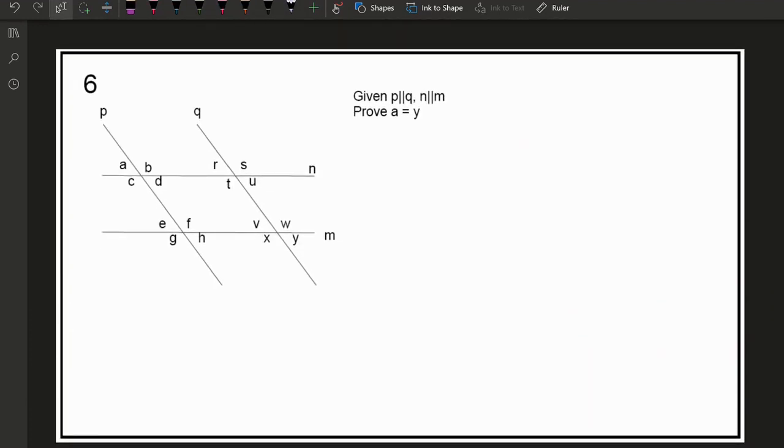Okay, number 6, we're starting to get into larger tic-tac-toe type problems. So step 1, given P is parallel to Q, N is parallel to M, and that is given. Let's mark that on our picture. P is parallel to Q, and N is parallel to M. We're trying to prove that A is equal to Y.